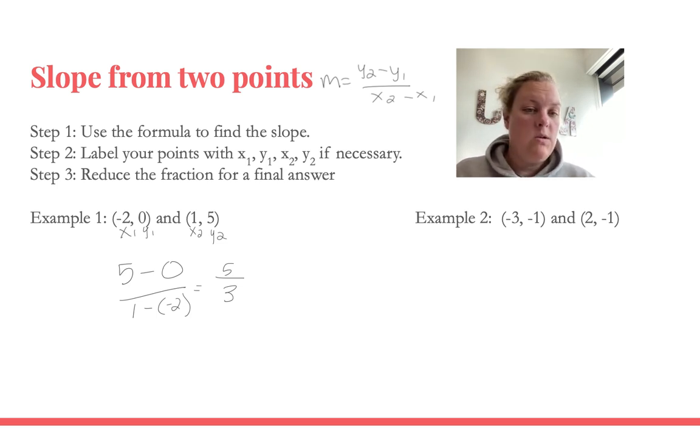I don't want you to turn it into 1 2/3. Just leave it as 5/3, because that tells us that to go from point to point, I am going to go up 5 and to the right 3.